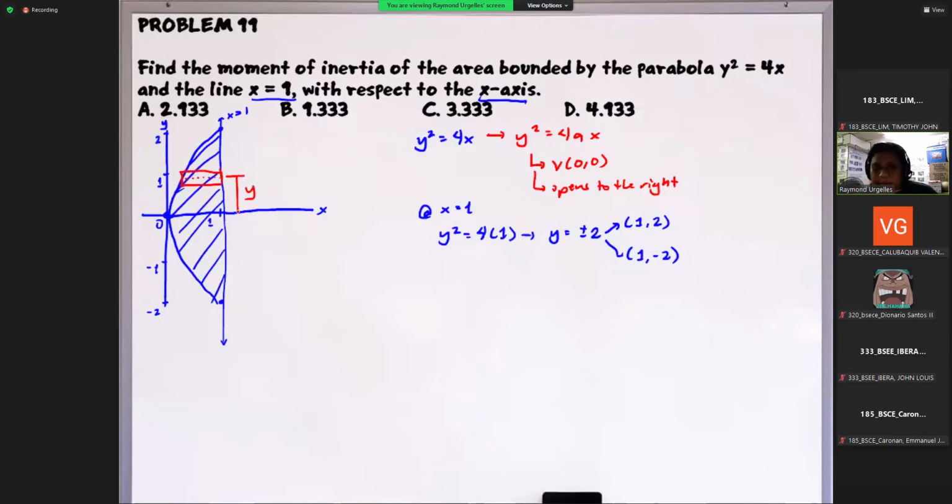So lahat sila equal sa y-coordinate, 'di ba? So nung parabola natin, okay? So lagi pare-pareho sila ng y-coordinate with the point on the parabola. Okay? So kaya yan yung pinakamagandang gamitin, horizontal strip.